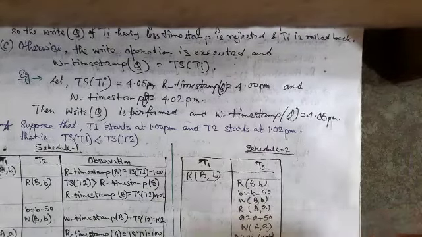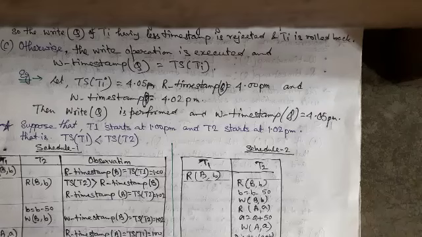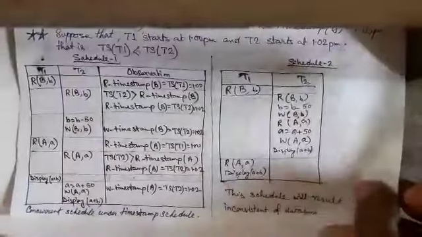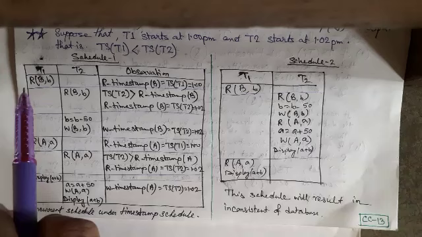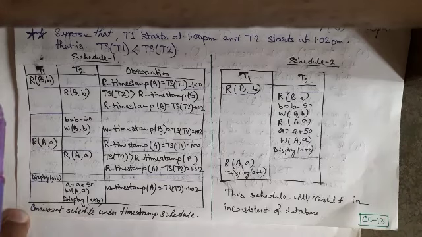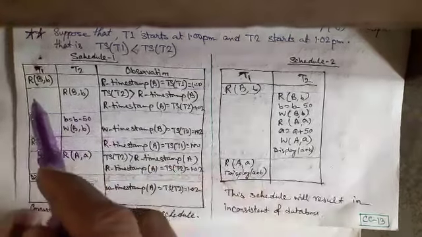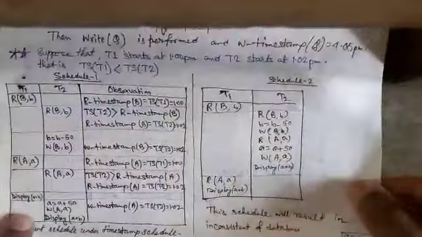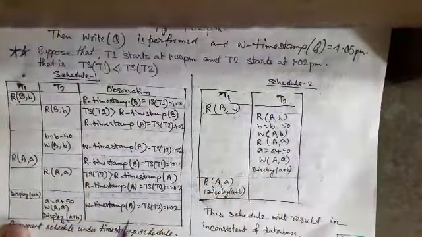Now we consider an example. Here there are two transactions, T1 and T2. T1 displays the sum of A plus B, and T2 transfers rupees 50 from B to A and then displays. Now we consider the first schedule, schedule 1. Here we assume that the timestamp of T1 is 1 pm and the timestamp of T2 is 1.02 pm.